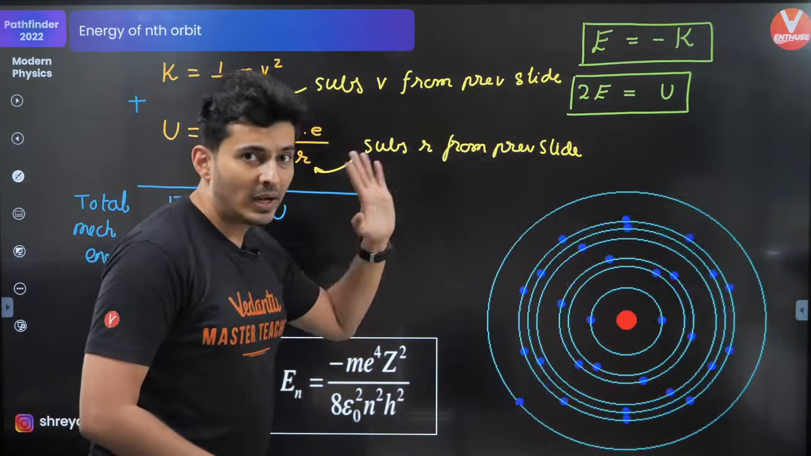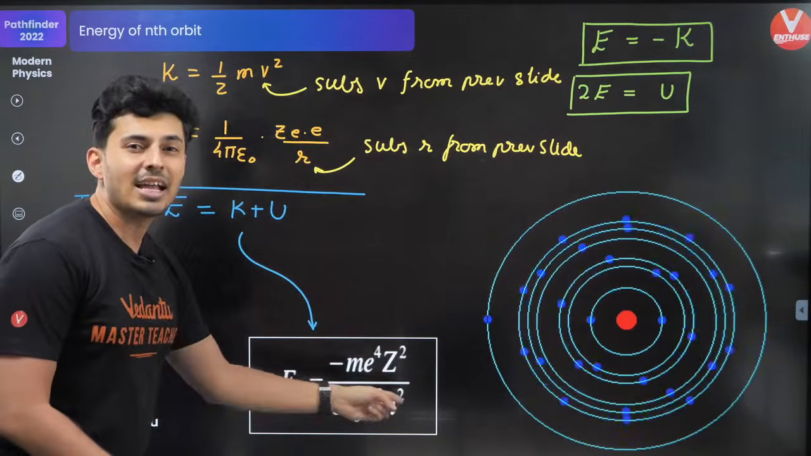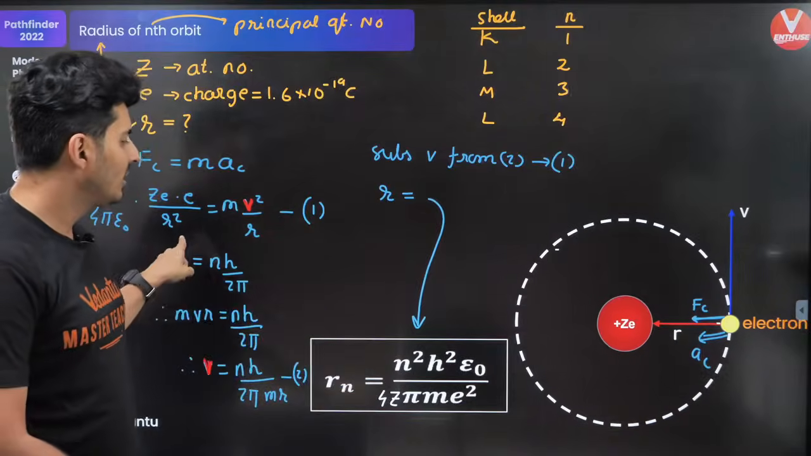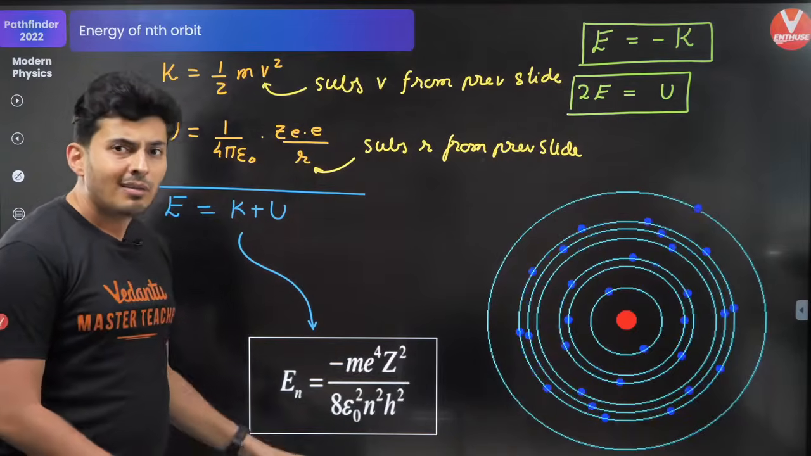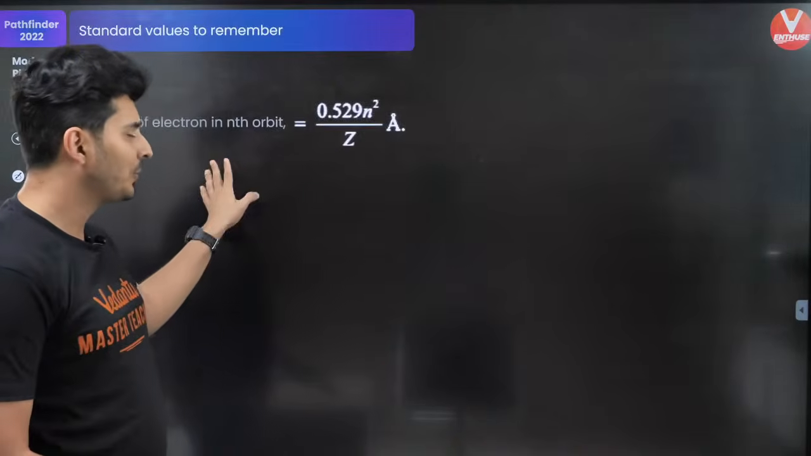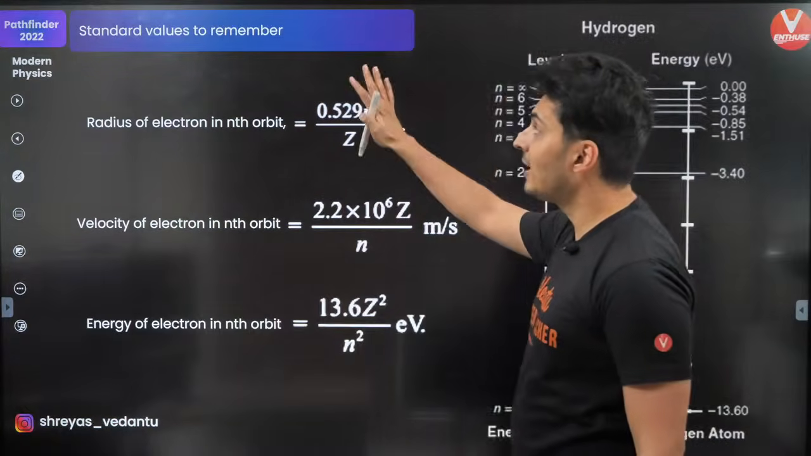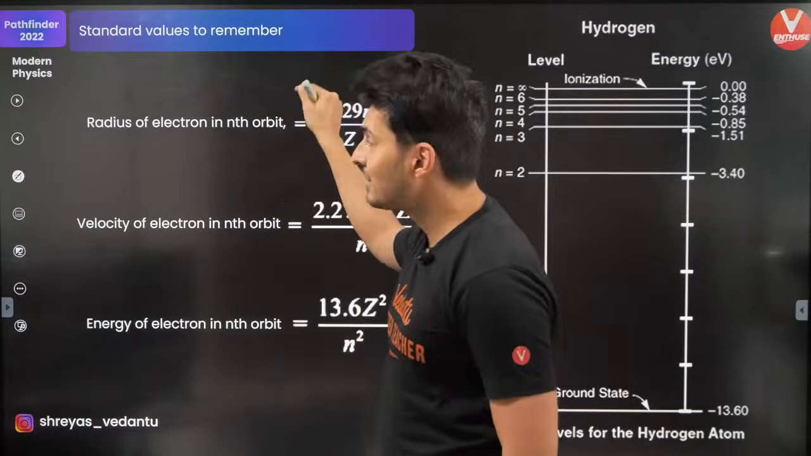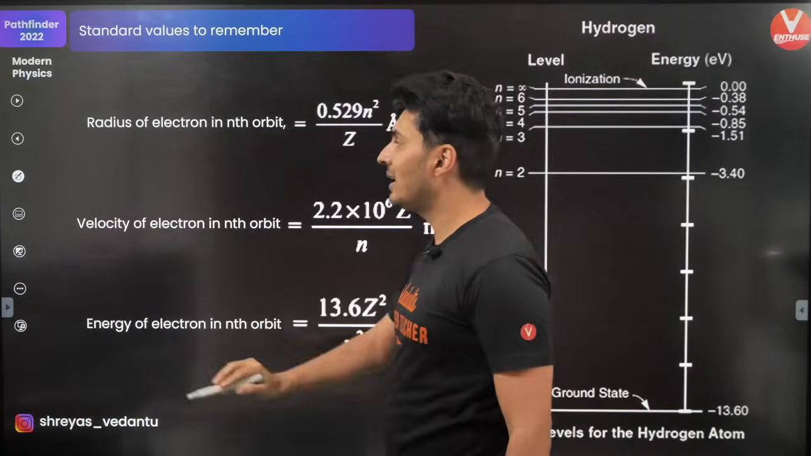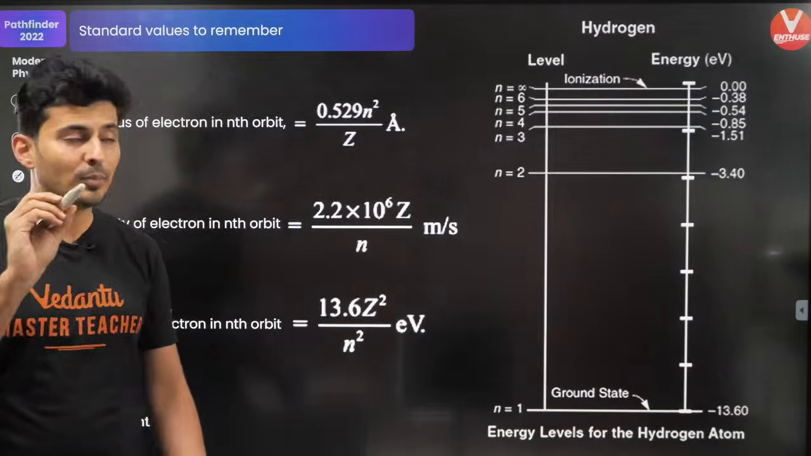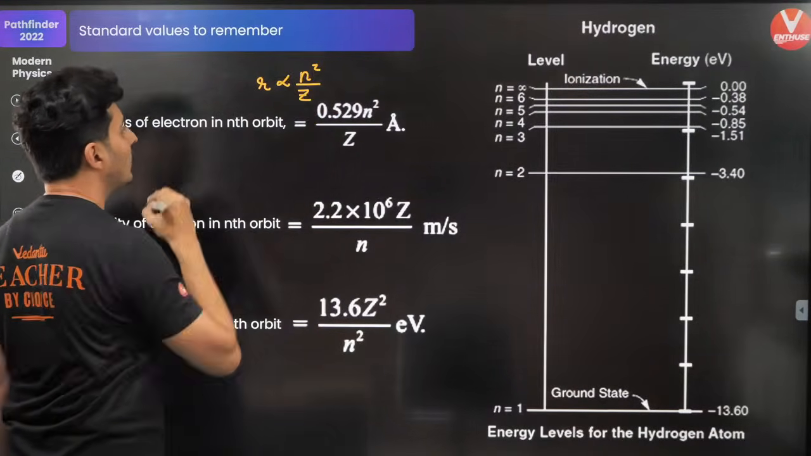Now, once you remember this, I'll tell you what else you need to remember. You don't have to remember this crazy bulky equation, nor this, nor this. But what you should remember is what it is proportional to. Which variables are important? Let me show that to you over here. Look at this carefully, my warriors. Look at this slide. These are the values that you should remember. Radius is proportional to n square by z. That's what you need to remember.